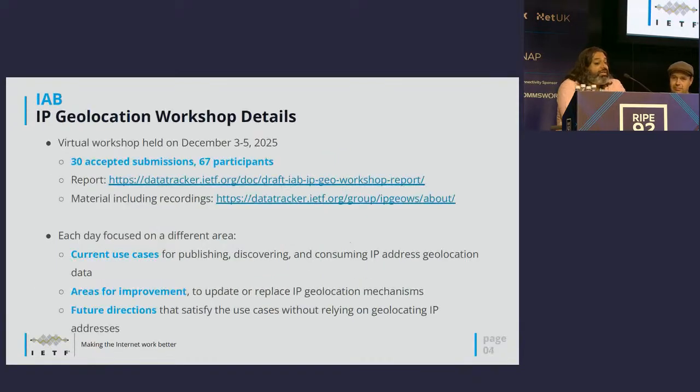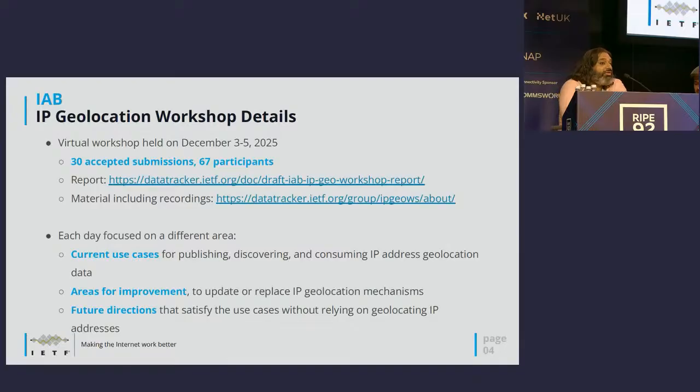So this workshop, we had it in December. We had around 67 folks participating virtually. There were 30 accepted submissions. The report is out and it's under community review. And all the material is available if you want to go and check it out for more details.